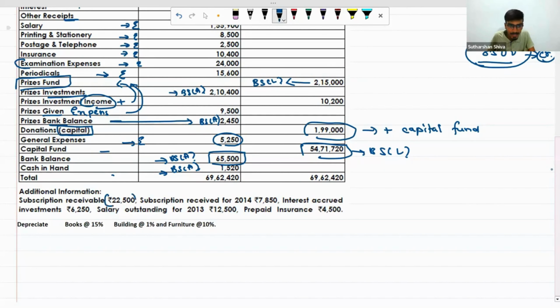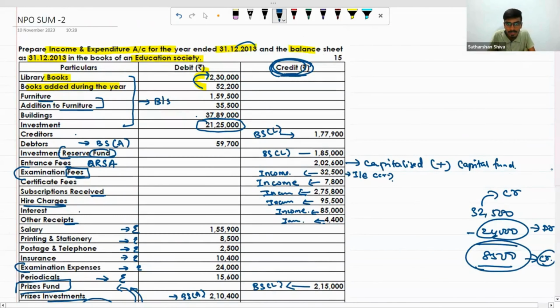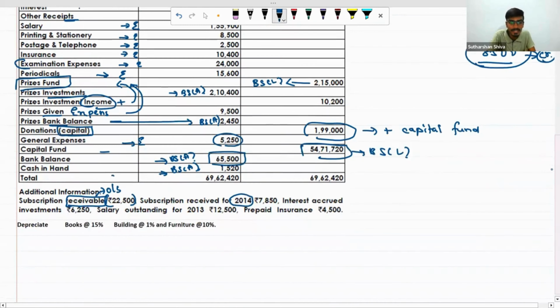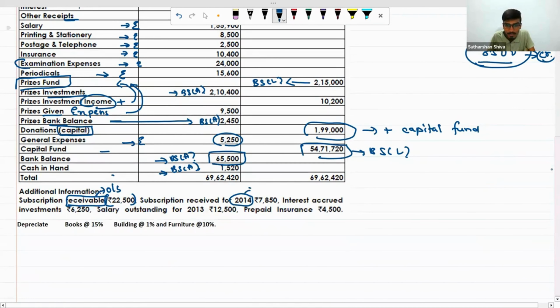Okay, subscription receivable, they have given subscription receivable. Receivable means it is outstanding, I need to receive. Subscription received for 2014. What is the current year we are in? 2013. We are receiving for the next year. That subscription received for the next year should be deducted from that point. 7,850 should be deducted. 22,500 should be added to that fund because it is receivable. Receivable is something which I need to receive, which is outstanding for me.